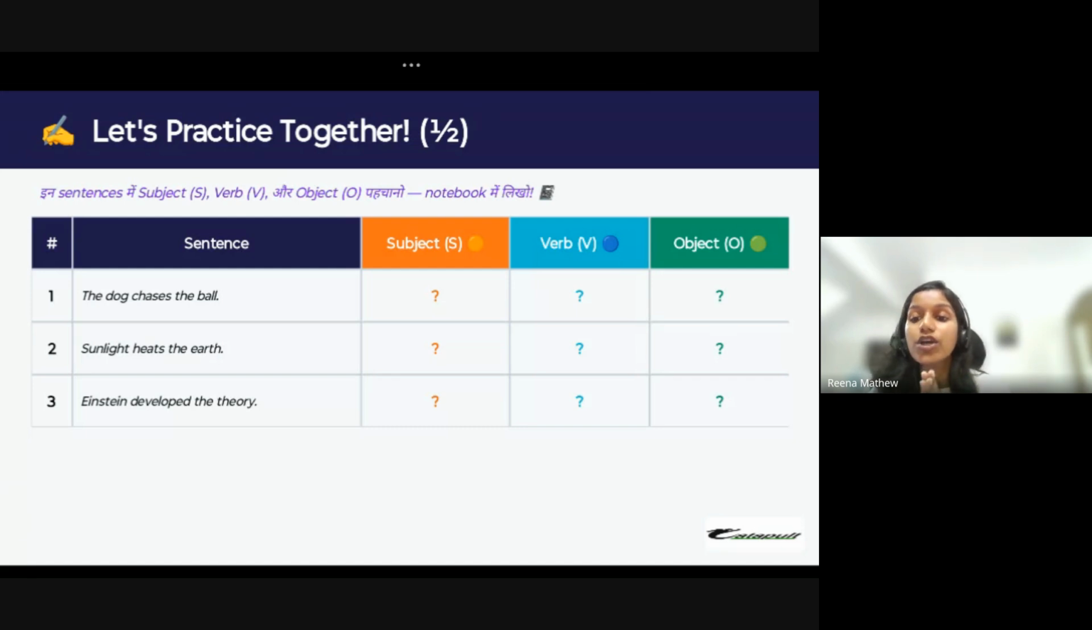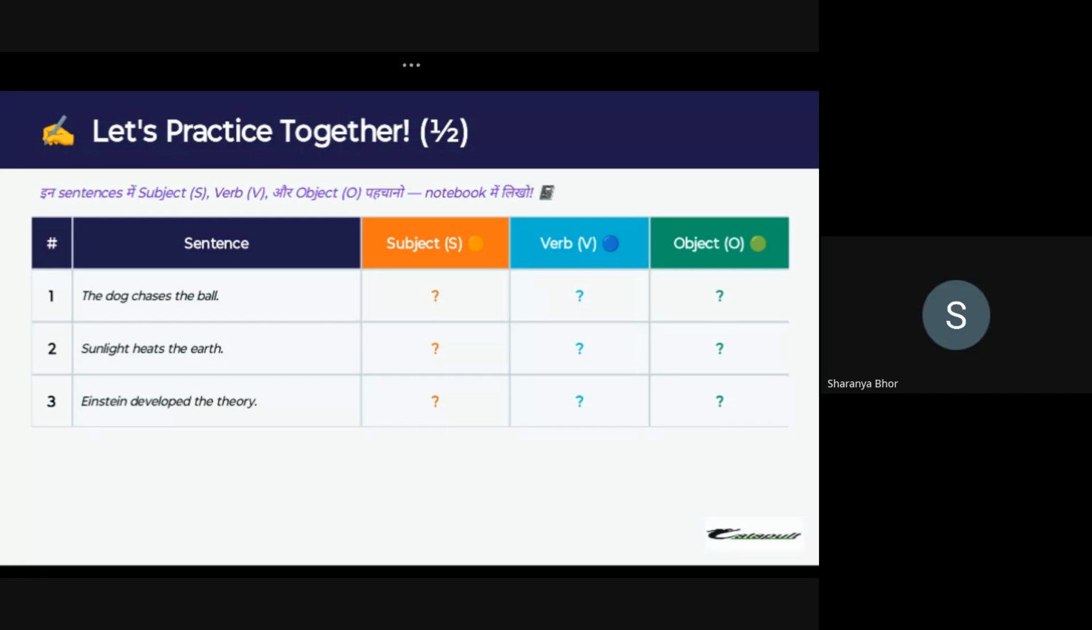Don't unmute, use the chat box and write S hyphen, whatever is the subject, comma, V hyphen, write the verb, O hyphen, write the object. Chat box में लिखो, I'll read that. The dog chases the ball. What is the verb? Action क्या है इधर?